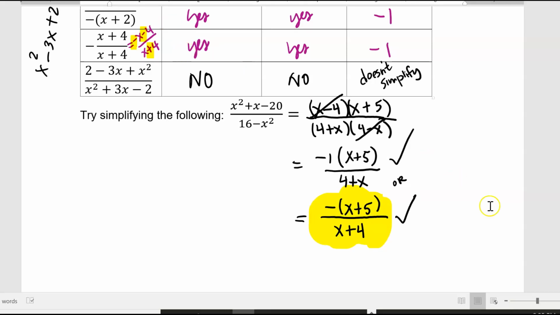All right, this concludes the lesson on simplifying rational expressions. I hope it helps you with the rest of the chapter.